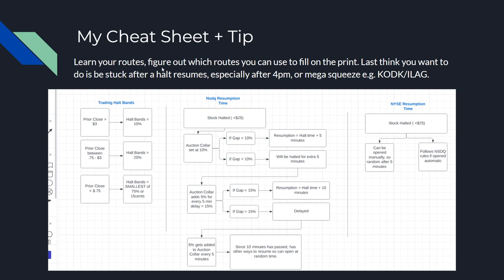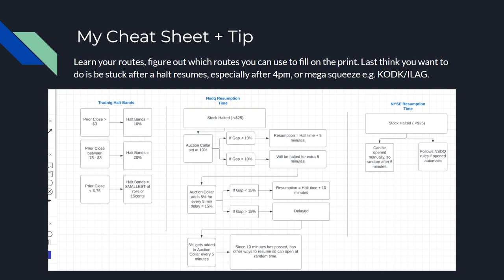And like I said, learn your routes. It's very important because I've seen a lot of times, even on liquid stocks, people say, "Oh, I couldn't get out. Oh, I got stuck. Oh, it's trading thin," when it's doing like 500K bars. It's just that they don't know what orders to use, right? If you're like, "Oh shit, I'm stuck," just figure out how you can get filled in the print.